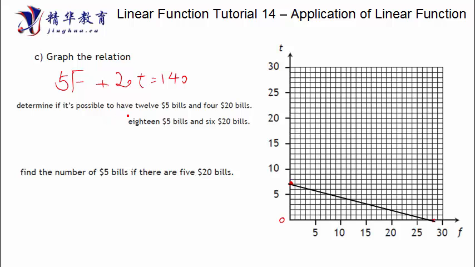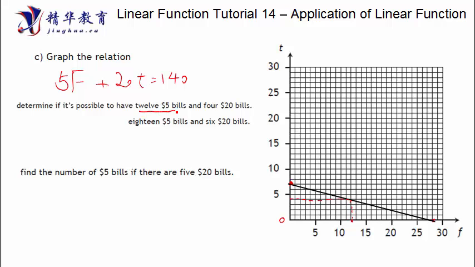Determine if it is possible to have 12 $5 bills and 4 $20 bills. That means our $5 bills, 12 of them, is something here. We got a 12, and then there are 4 $20 bills, which is here. And then if we make a line here, and then 12, it seems we got a dot.